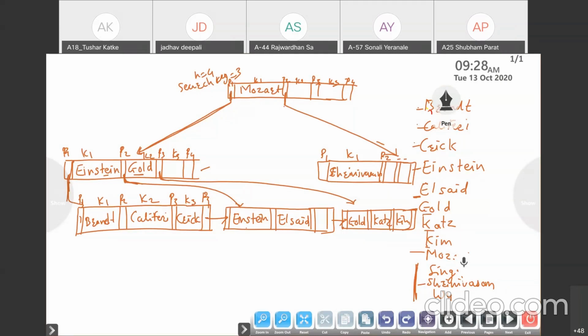Now this pointer P1 points to the records which are less than Srinivasan. So I'll write it here: less than Srinivasan and greater than or equal to Mozart, correct? So there is Mozart and Singh. Less than Srinivasan, there are two records, that is Mozart and Singh.